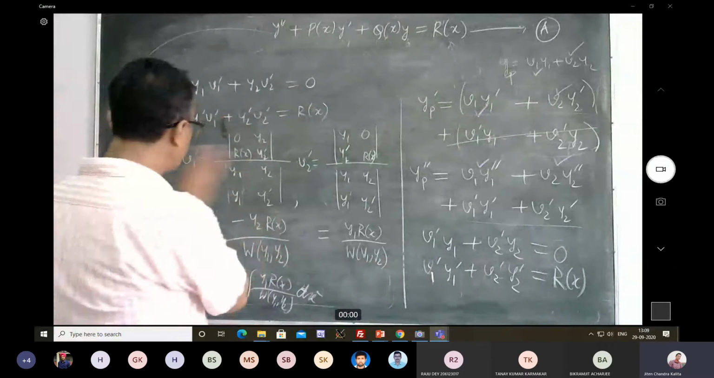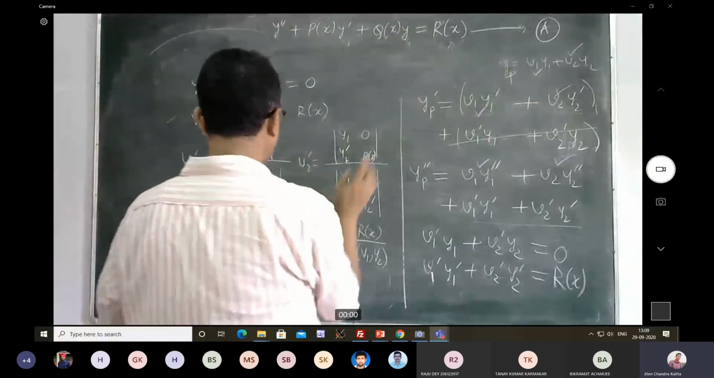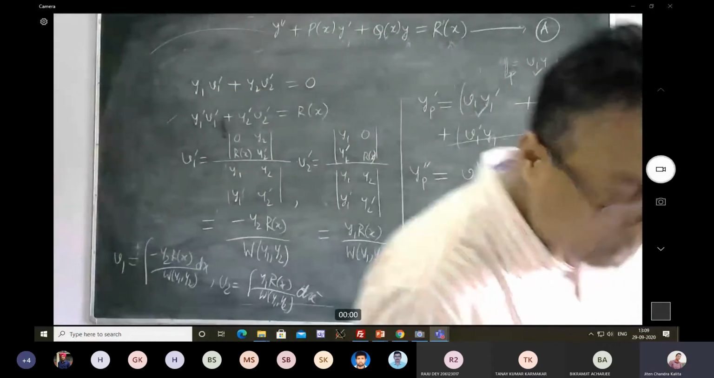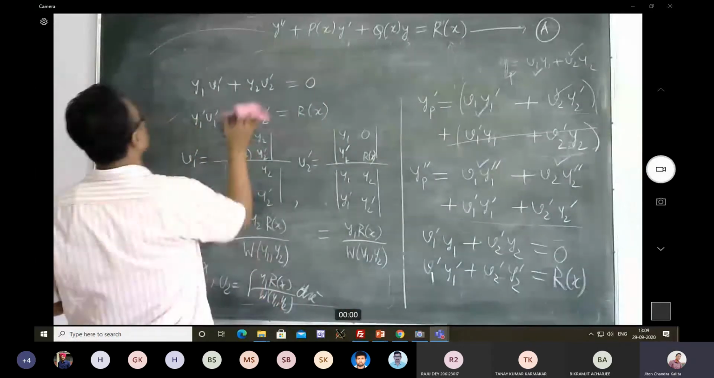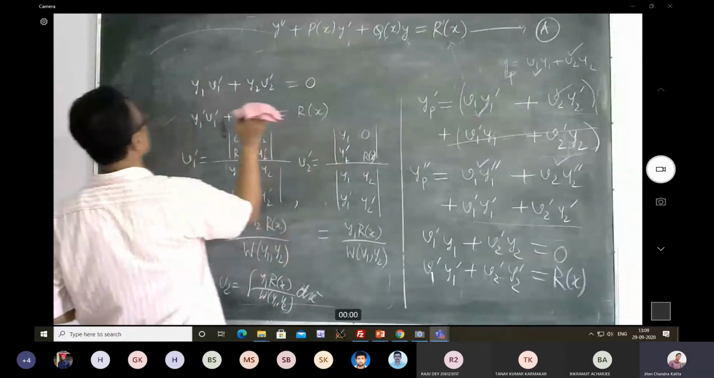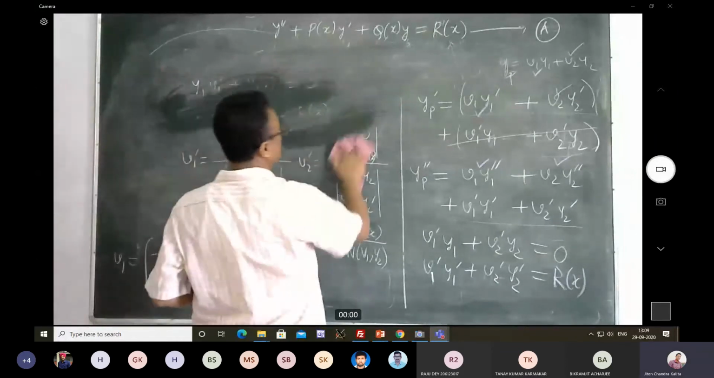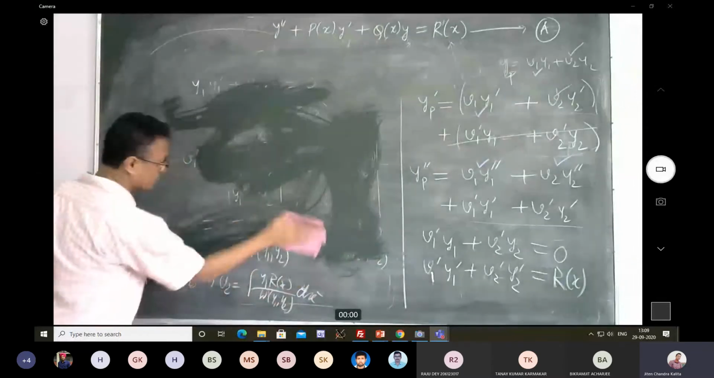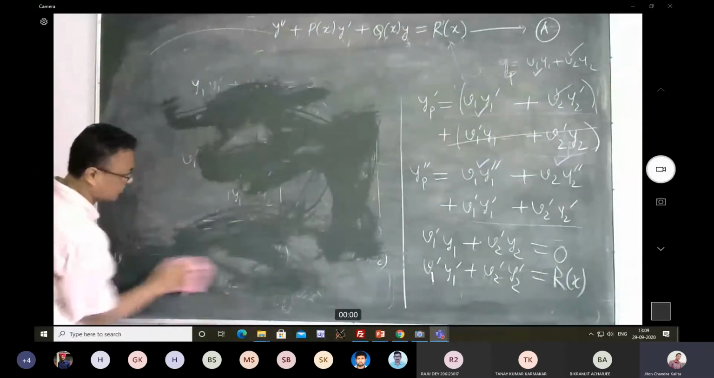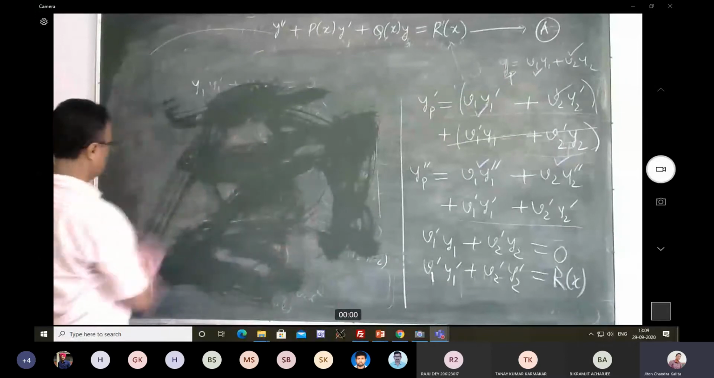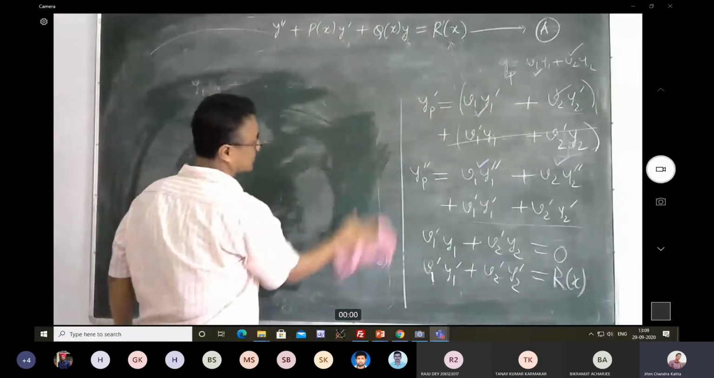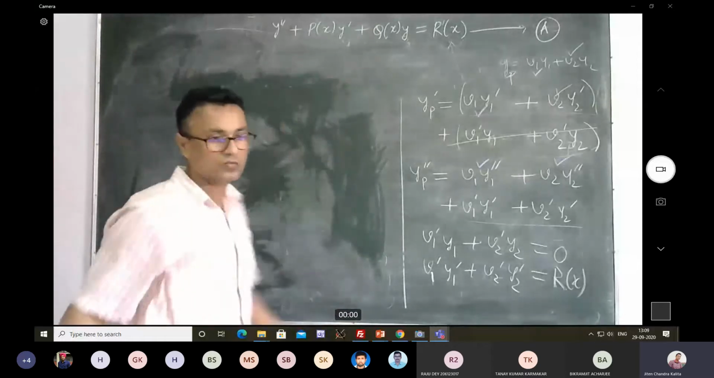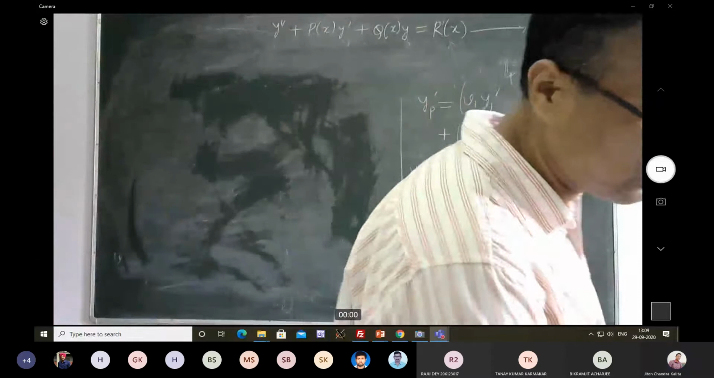So this is the thing, and you can easily verify with some exercise. I'll do one exercise, then I'll come back to this part again. What's the time? Okay, I can do. Okay. So this is nothing but the method of variation of parameters for a second order non-homogeneous situation.